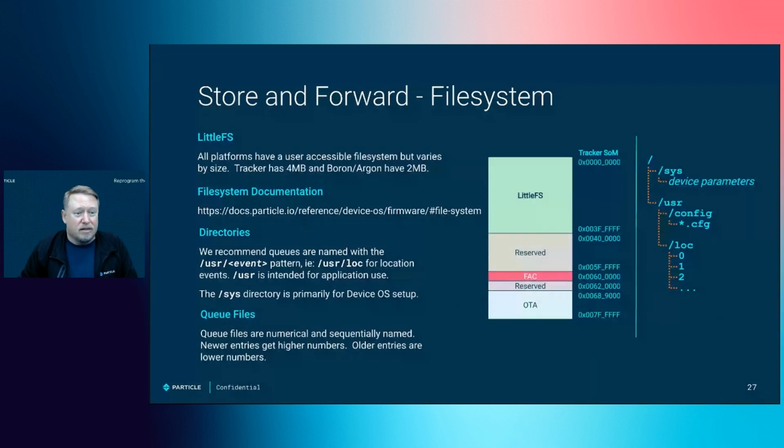The disk queues are essentially put into the user path, and they are named. All the disk queues are actually named. For the purpose of Tracker Edge, we named our location queue LOC, and that mirrors the particular published messages that come out of Tracker Edge.